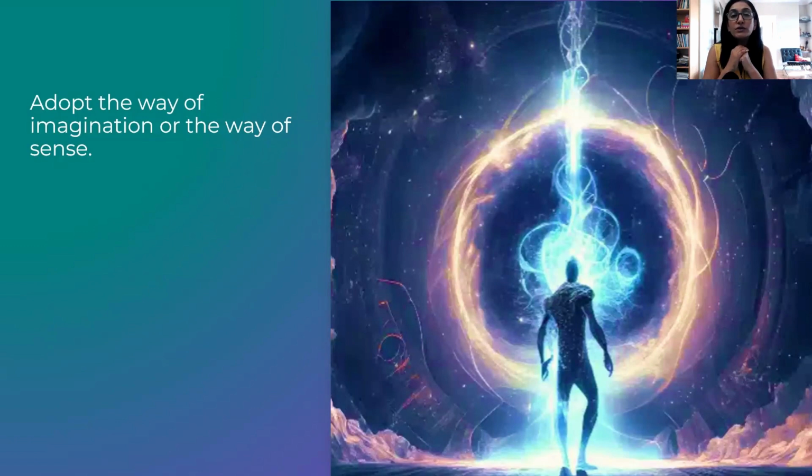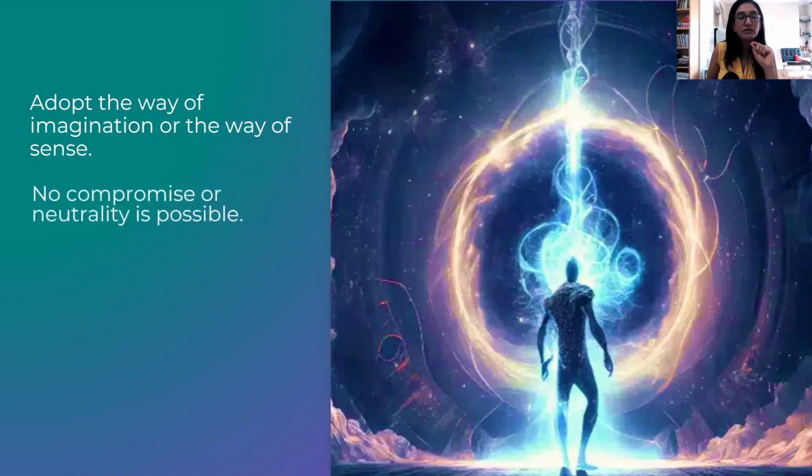It is up to you now to adopt the way of imagination, and in doing so, you can direct your senses to fuse and become directed by your imagination. Because when each person can finally identify themselves with imagination rather than their senses, they will discover the core of reality is imagination. So Neville says, do not compromise, and there is no neutrality that is possible. Either you adopt the way of imagination, or you're going to be led by your senses, which is only going to tell you of what is the past.